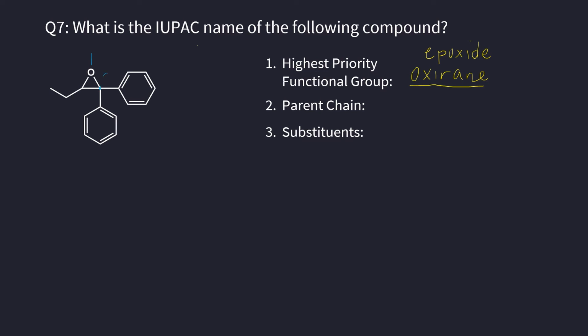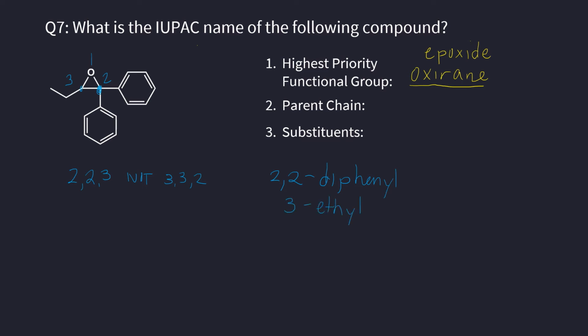And the same rule applies. We number the chain in such a way to give the lowest set of locants to the substituents. So because we have 2 substituents on this carbon, we number that 2, so that our set of locants is 2,2,3 and not 3,3,2. We have 2 phenyl groups, so that would be a 2,2-diphenyl. And we have an ethyl group at the 3 position.